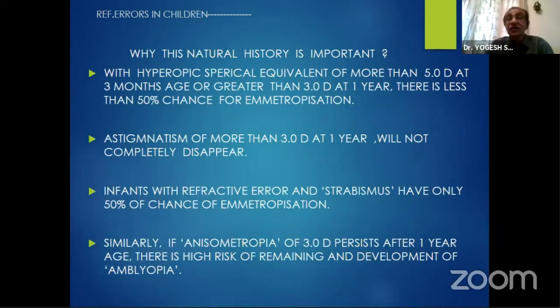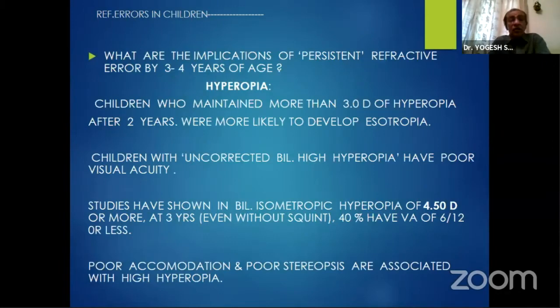So you cannot just wash away these things and say there is nothing important. You must investigate by a full cycloplegic refraction. Now, what are the implications of a persistent refractive error? Now we come to the exact management and meaning of all the topics we have today.